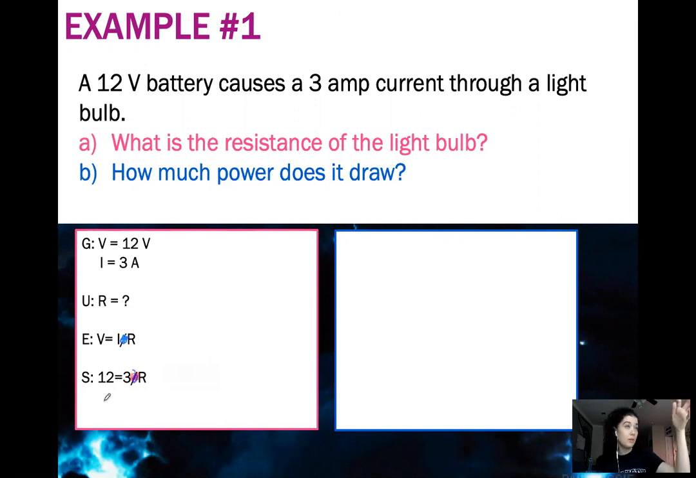Times R. So what are we going to do to get R all by itself? If we're multiplying, we have to do the opposite of multiplication, which is division. So we're going to divide both sides by 3. What is 12 divided by 3? 4, miss. So we get that our resistance is equal to 4.